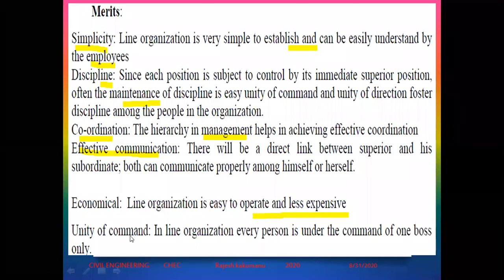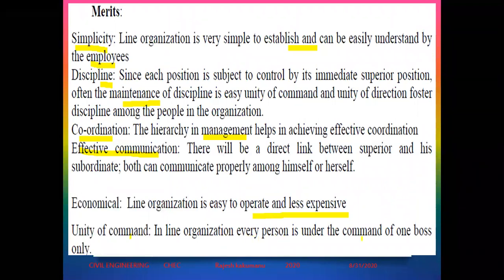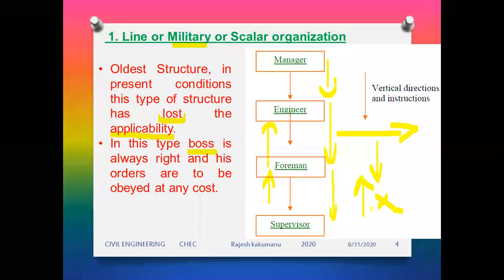Now see, the next one is unity of command. In the line organization, every person is under the command of one boss only. Unity of command is very strict. Because one person is under another, every person is under the command of one boss, then automatically the unity of command is correct. Foreman's boss is the engineer.